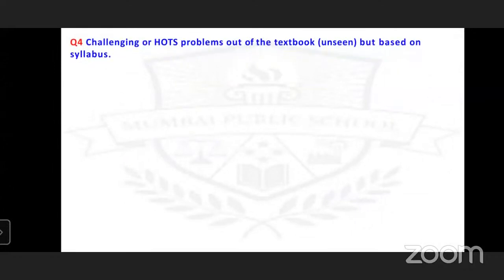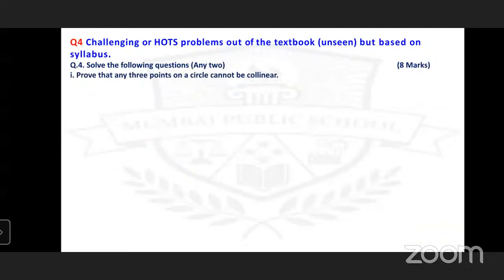Now next, question number 4. Question number 4, challenging or hot problem out of textbook, unseen type questions but based on your syllabus. So solve the following questions, any two, and each question carries 4 marks. So 4 into 2 is equal to 8. Now see student, first question. Prove that any 3 points on a circle cannot be collinear. So you have to prove that any 3 points on a circle are not collinear. So see solution.